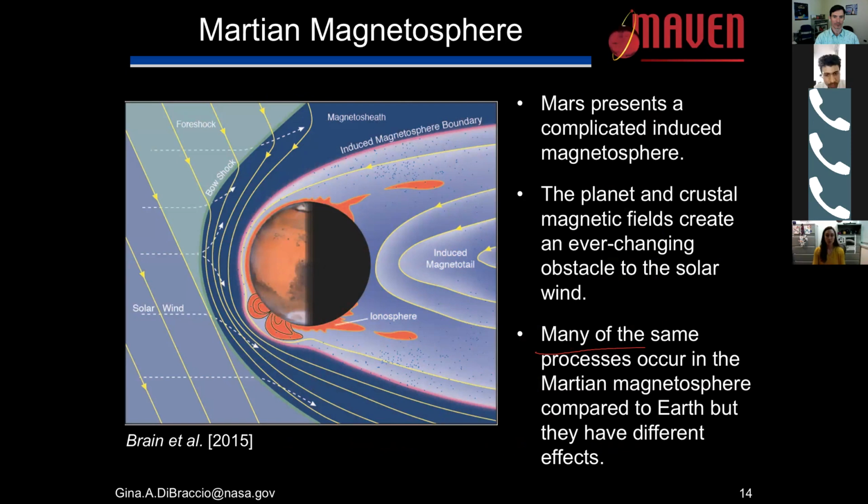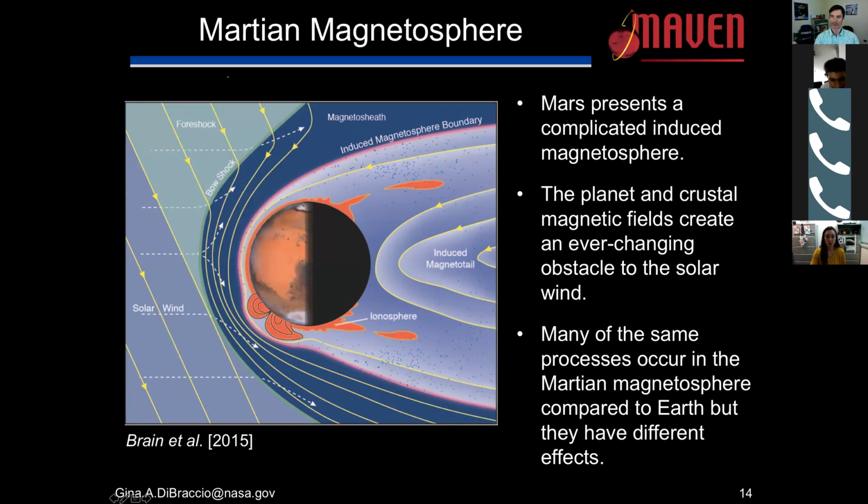So with that, I'll show you a similar schematic of the Martian magnetosphere. So I hope I've convinced you at this point that Mars actually presents a really complicated induced magnetosphere. We still consider it an induced magnetosphere because there are these patches of crustal magnetic fields. However, the sun's magnetic field still plays a large role in how it's actually forming the magnetosphere. And like I said, the planet and the crustal fields create this ever-changing obstacle to the solar wind. The interesting thing is that many of the regions that I'm showing you here, and a lot of the processes that we've observed at Mars, are still very similar to what we've observed at Earth. However, they have very different impacts on the planet and on the magnetosphere.